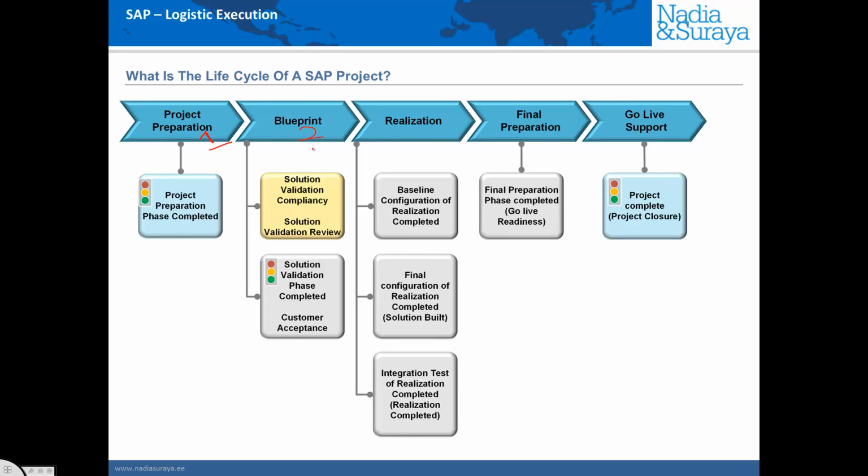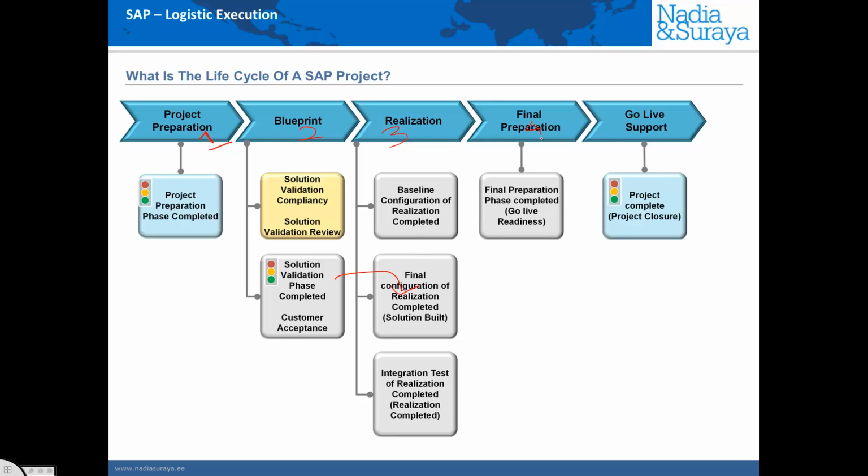Second phase is the business blueprinting. We look at the current solution, and we also design the future solution that we are going to implement in SAP. Phase 3 is the realization phase, and this is where we actually build the solution that we have agreed here into the solution in SAP.